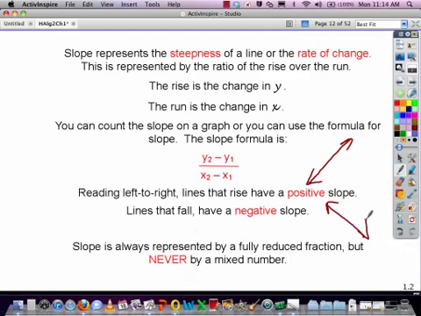Slope is always represented by a fully reduced fraction, but never by a mixed number. We like a proper fraction, maybe like 3/4. We like an improper fraction, like 8/7. But we do not like you to change that to a mixed number. Slope is two values. It's a ratio.